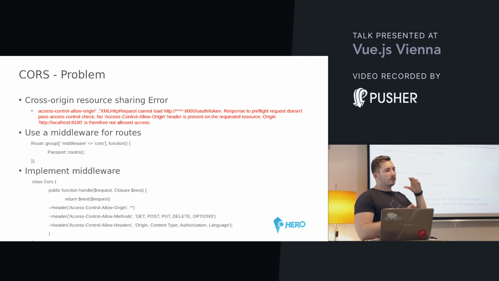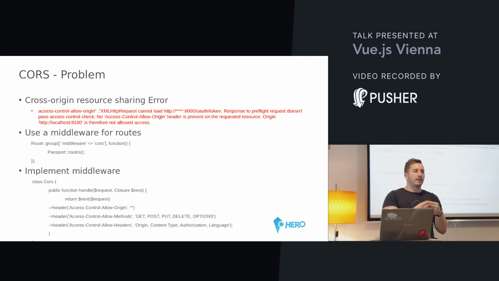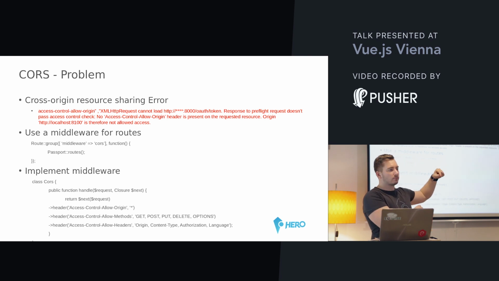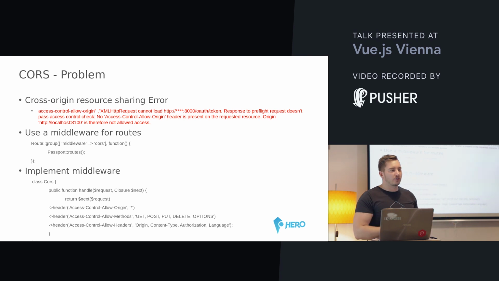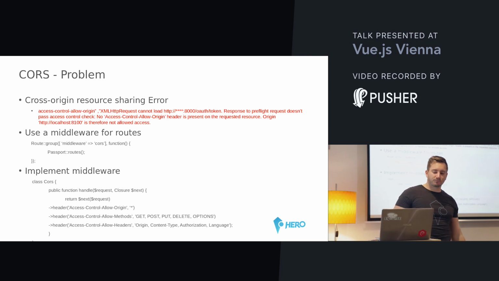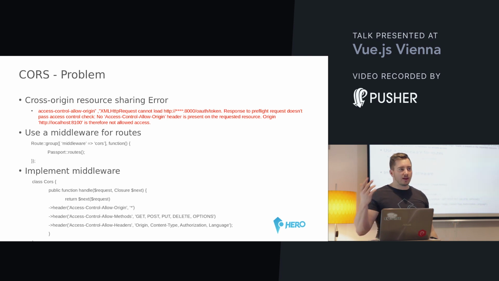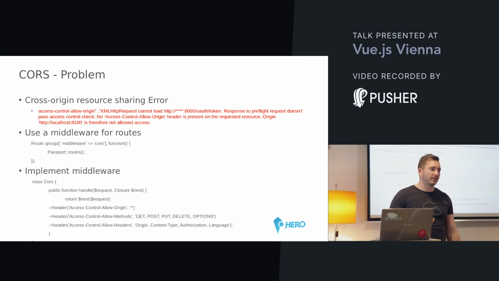Yeah? You're telling Laravel that before going into the routes of Passport, go through the middleware. And within the middleware, you just define headers. Yeah? So it appends headers to your request, and then you're good to go, and the CORS problem goes away, right? So think of that. If you have the CORS problem, you just need a middleware to append the headers which are needed.